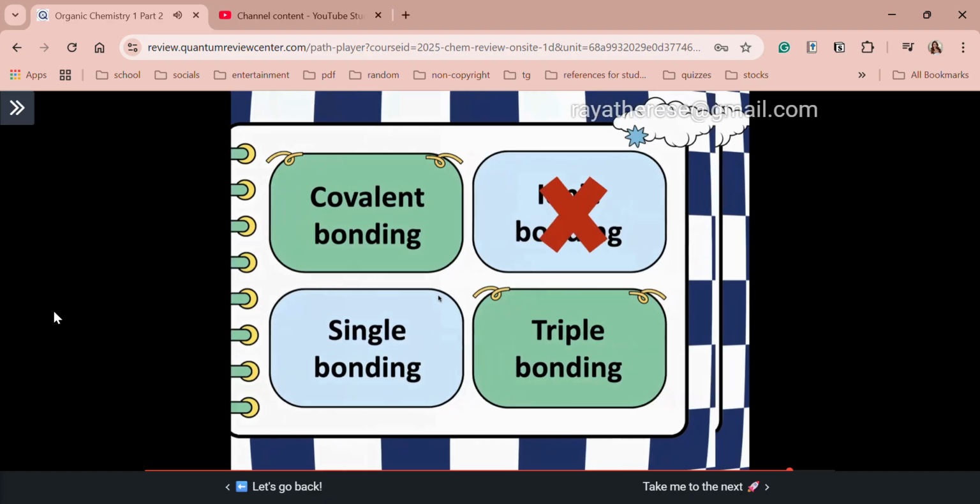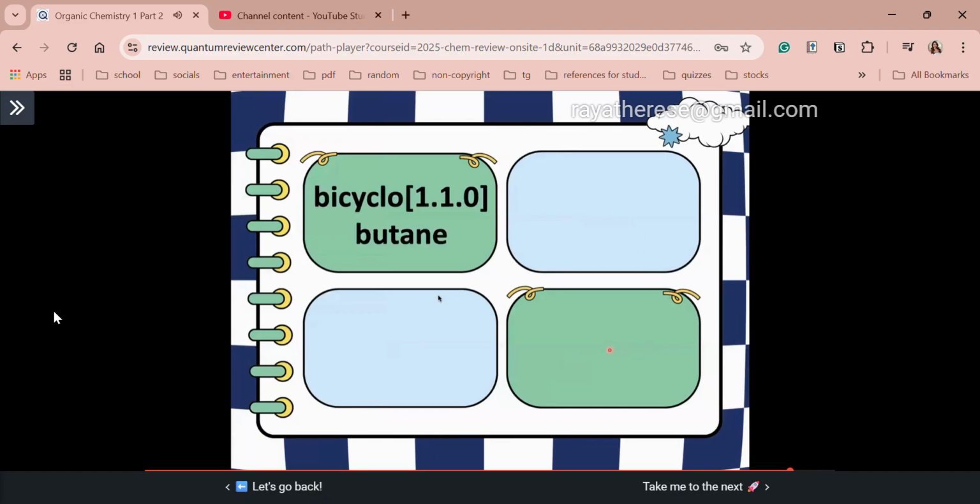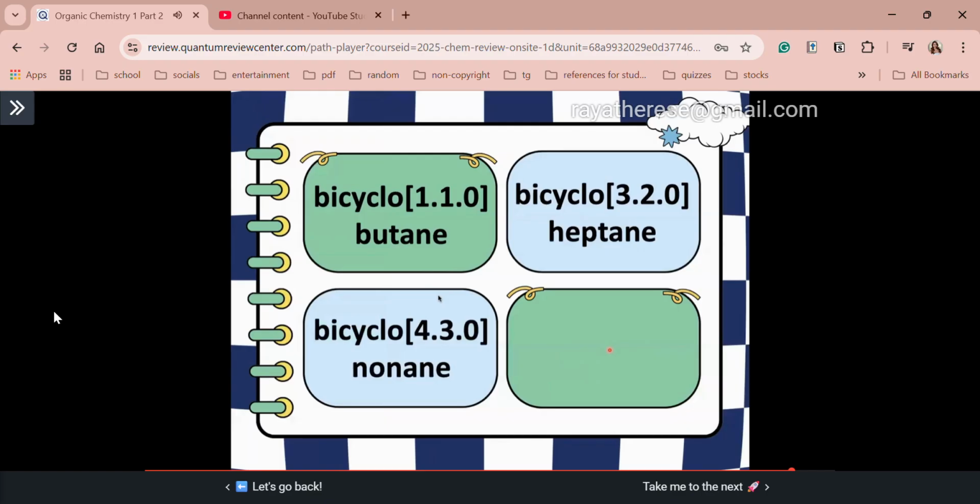Class, lastly, with our polycyclic compounds, we have bicyclo[1.1.0]butane, bicyclo[3.2.0]heptane, bicyclo[4.3.0]nonene, and bicyclo[2.2.2]octane. Class, which is the imposter? Sure, yung bridge bicyclic po. Yes, that is your bicyclo[2.2.2]octane. Right? Class, again, our hint here is the third atom, the Z atom. Remember, for your fused, they are always 0. For your bridged, of course, they already have a value.